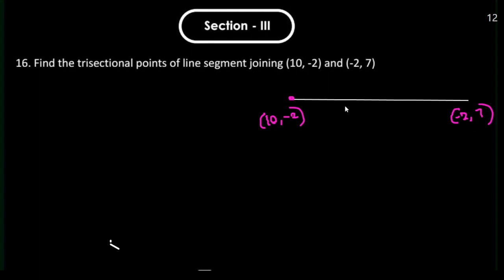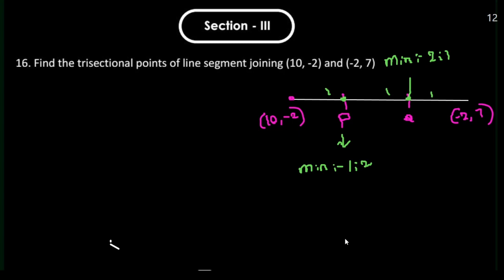Now this line is divided into three parts, which is one at P and another at Q. So trisection means all the parts are equal, right? Now if you consider at P, it is in the ratio of 1:2, right? But if you consider the ratio at Q, then it is 2:1, right? Now we need to find the trisection points, so that means we need to find the P value and the Q value.